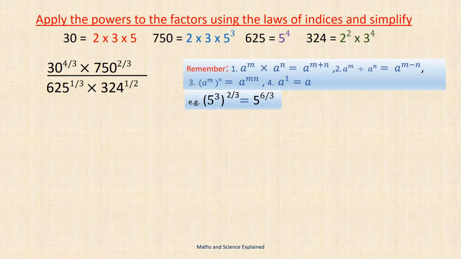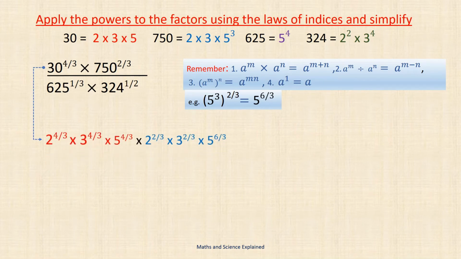These are simply: 1. Add the powers if multiplying, subtract them if dividing, and 3. Multiply them if raising to another power. Also remember that anything to the power 1 is simply itself. If we look at the numerator first, we get this expression.